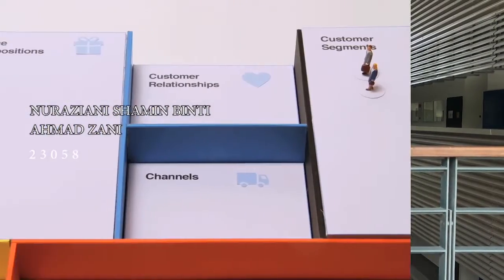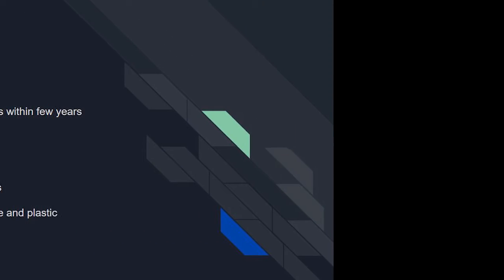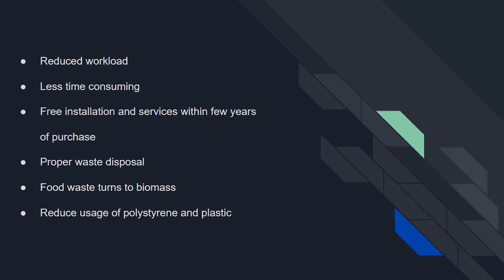Hi, I'm NURAZIANI Shamin and I will be explaining the value proposition and externality. Value proposition is what a product or service provides to a customer. The value proposition of our project is reduced workload, less time consuming, free installation and services, proper waste disposal, and reduced usage of polystyrene and plastics.